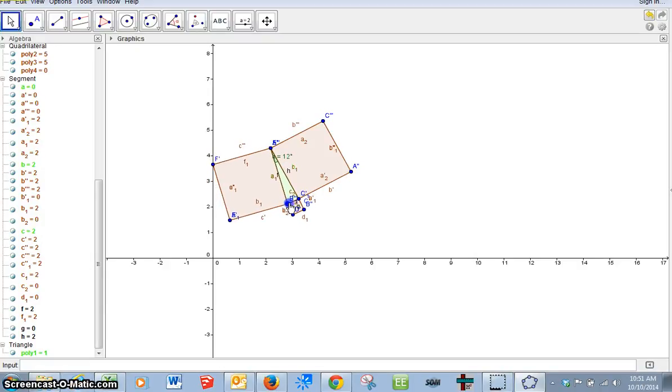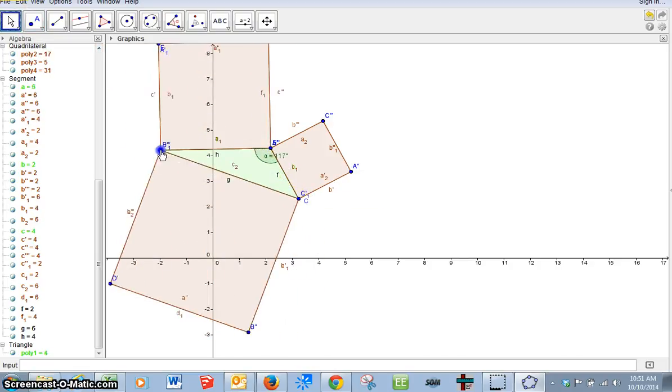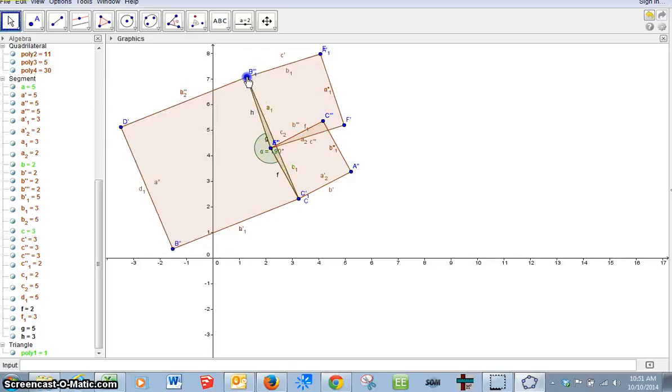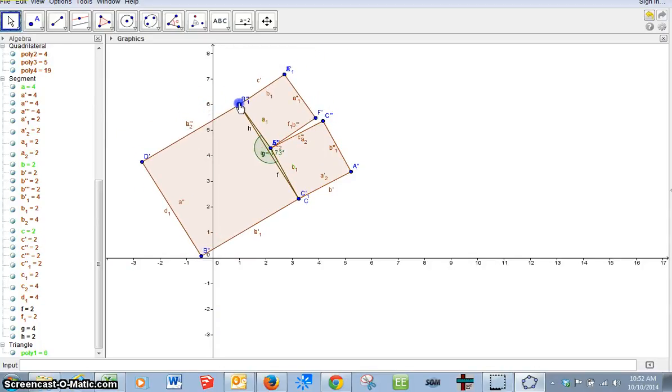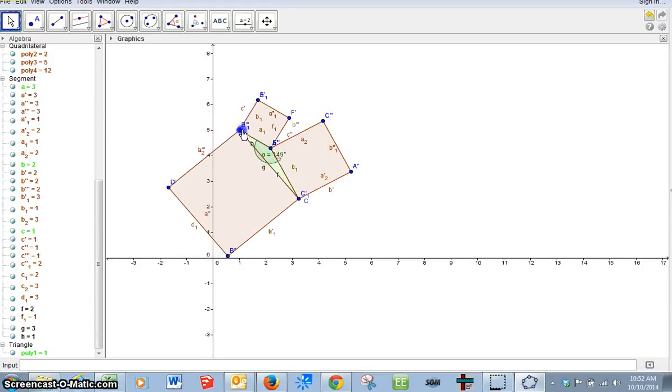When C squared is smaller than the area of A squared added to the area of B squared, then the triangle is acute. And when the area of C squared, what happened to my triangle moving? When the area of C squared is larger than the area of A squared added to the area of B squared, then your triangle is obtuse.